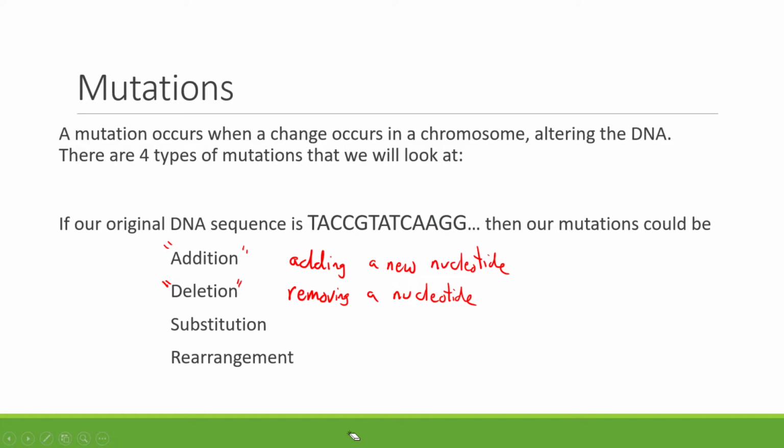Now remember that DNA is read in groups of three. So they were going to read the TAC, CGT, ATC, AAG, and so on. So if you remove or you add a new one, you shift the meaning of each and every amino acid trio down the line. Instead of this being read as ATC, now they're reading ACA, which is a different amino acid.